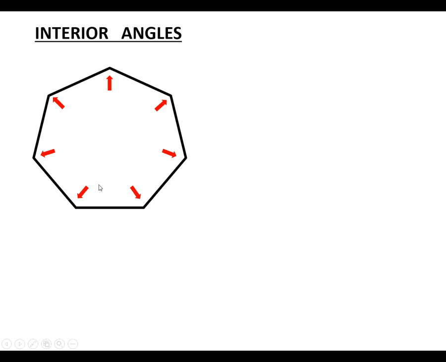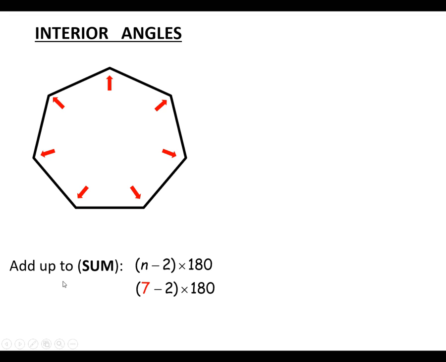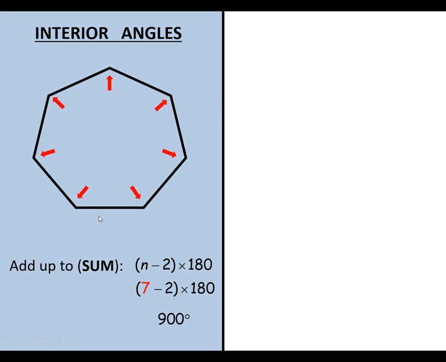When we talk about the angles inside a shape, we have a formula to figure out what they add up to. What's their sum, as we call it. And their sum is n minus 2 times 180, where n is just however many sides the shape has. In this case, it's a seven-sided shape, so we plug in 7 for n. 7 minus 2 times 180, and we'll get 900. This is the beginning for all the problems that involve interior angles.